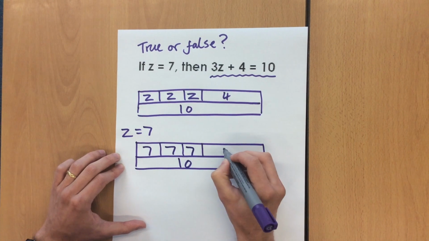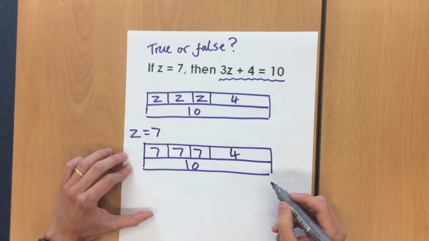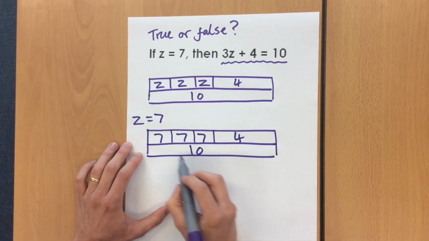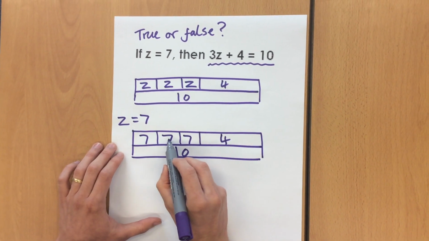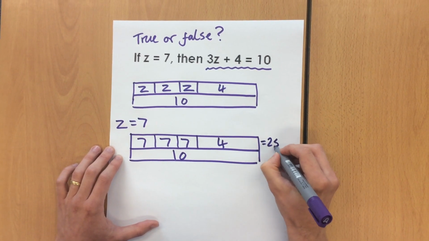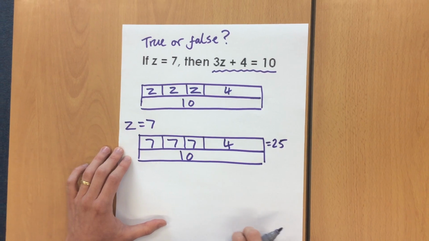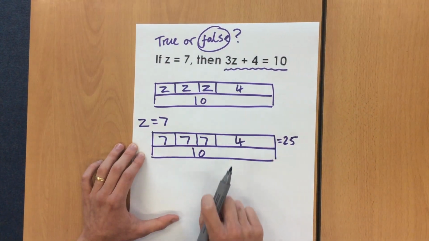7, 7, 7, 4. Now, some of you might be screaming the word false at your screens right now, because if we have a look at this, 7 plus 7 plus 7 plus 4: 7, 14, 21, 21 plus 4 equals 25, not 10. So it is definitely false, this statement.